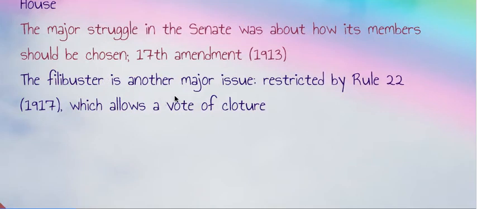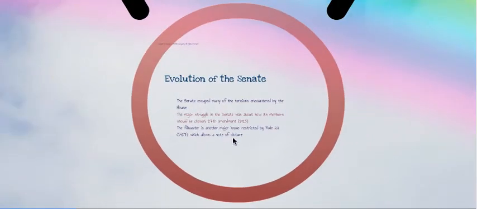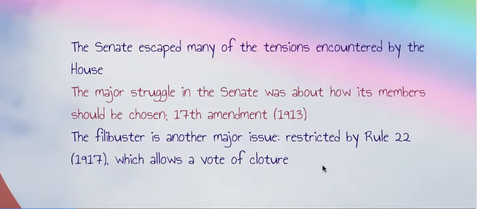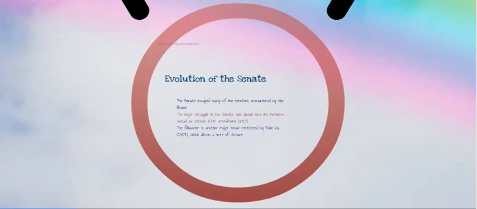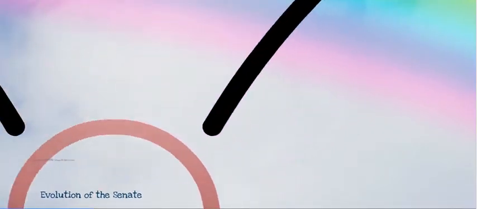A filibuster is another major issue. This happens only in the Senate, and the purpose of a filibuster is to delay action on a bill, and that's called non-stop talking. Okay, back to the filibuster. The way to stop that is called a cloture vote, and it's Rule 22. Another name is Rule 22, and that was created in 1917. Lots going on then, during the Progressive era.